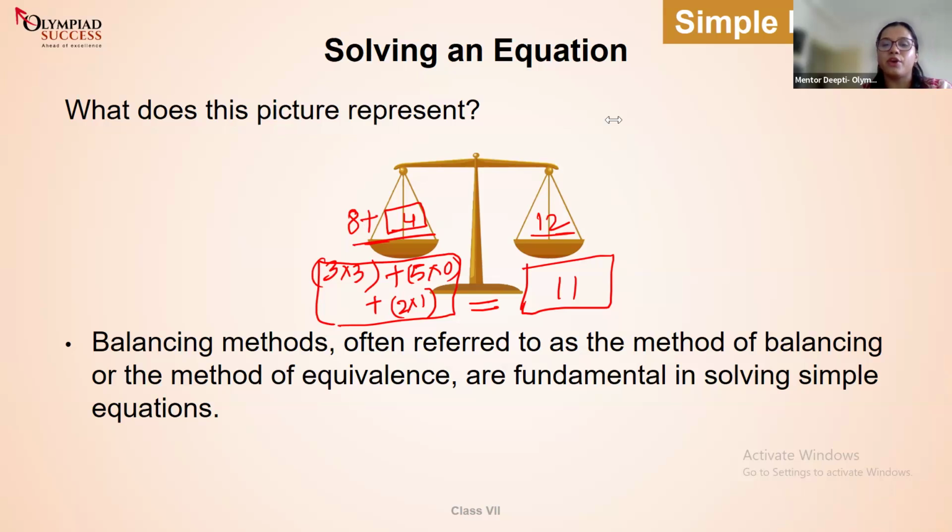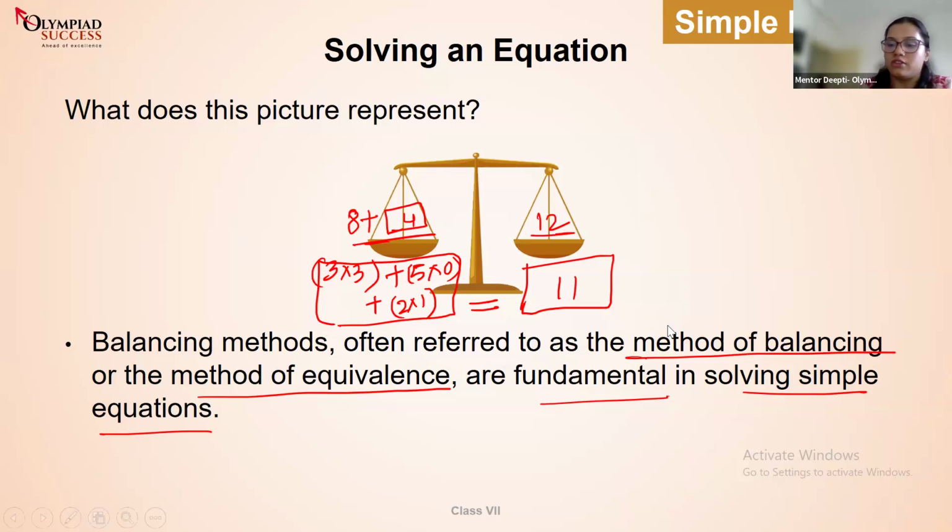Yes, good. So, balancing methods. Balancing methods, often referred to as the method of balancing or the method of equivalence, are fundamental in solving simple equations. So whenever we are solving simple equations, what is the method we are using? The method that we are using is the method of balancing, that we balance both the sides, or we can say the method of equivalence, that is both the sides or both the parts should be equal to each other, isn't it?